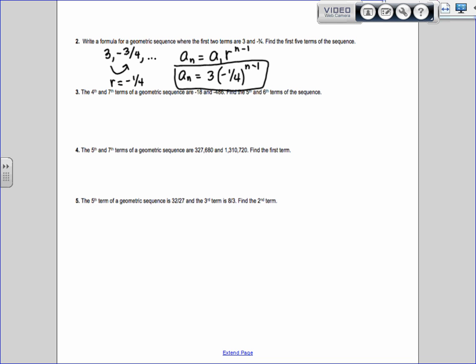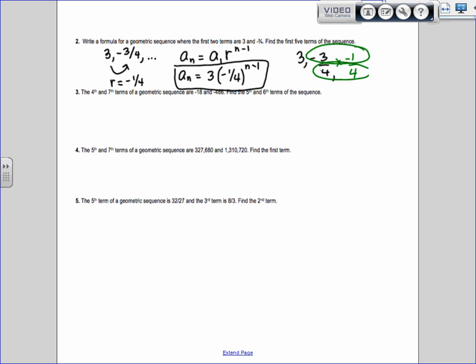But if I want to find the first 5 terms, I don't have to use that formula. I could plug in 3 to find the third term. It'd be 3 times -1/4 to the 2. I could do that. But isn't it much easier just to continue to multiply by -1/4? So what happens if I multiply by -1/4? What do I get for my third term?